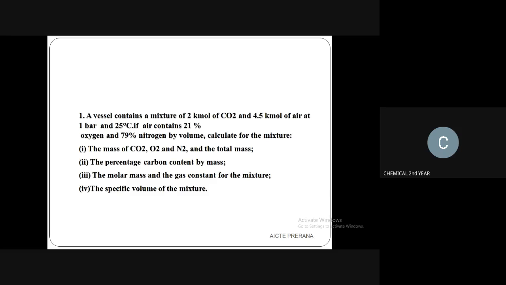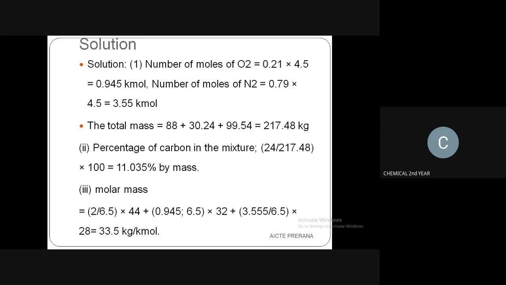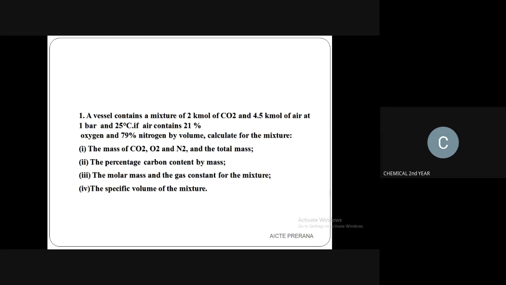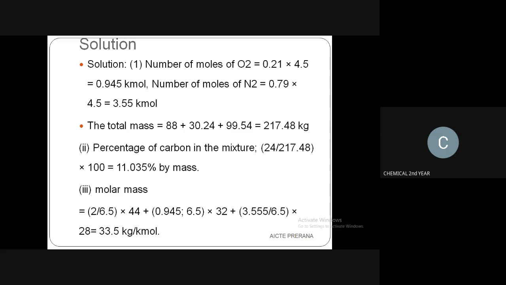That means the carbon dioxide, oxygen and nitrogen, there will be presence of carbon. So we have to find out the percentage of carbon that is present here. So the percentage of carbon we have noted that the carbon is having a molecular weight of 24.